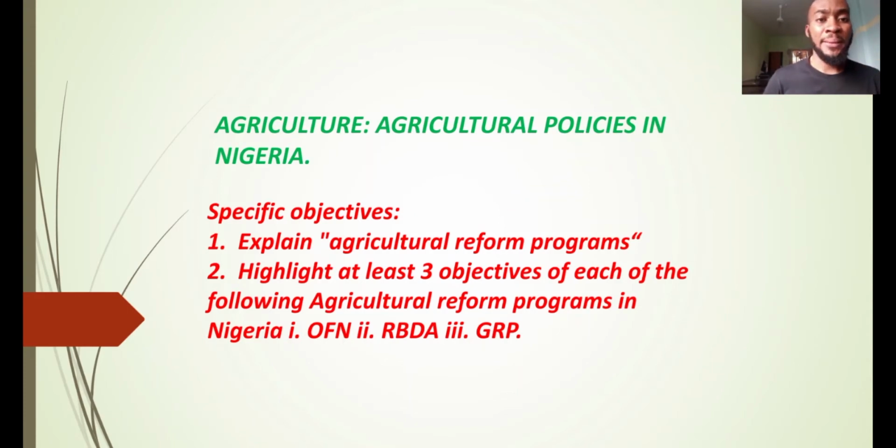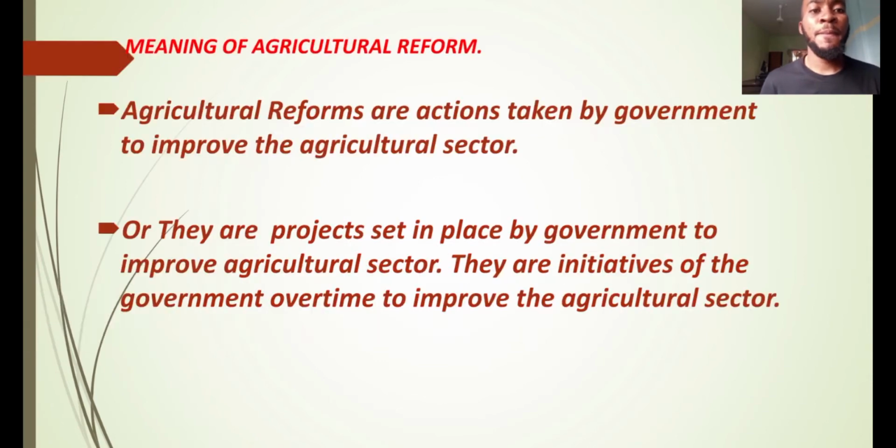Our takeaways are, at the end of this lesson, you at home should be able to explain agricultural reform programs, highlight at least 3 objectives of each of the following agricultural reform programs in Nigeria, which are OFN, RBDA, GRP. What is the meaning of agricultural reform? Agricultural reforms are actions taken by government to improve the agricultural sector, or they are projects set in place by government to improve agricultural sector.